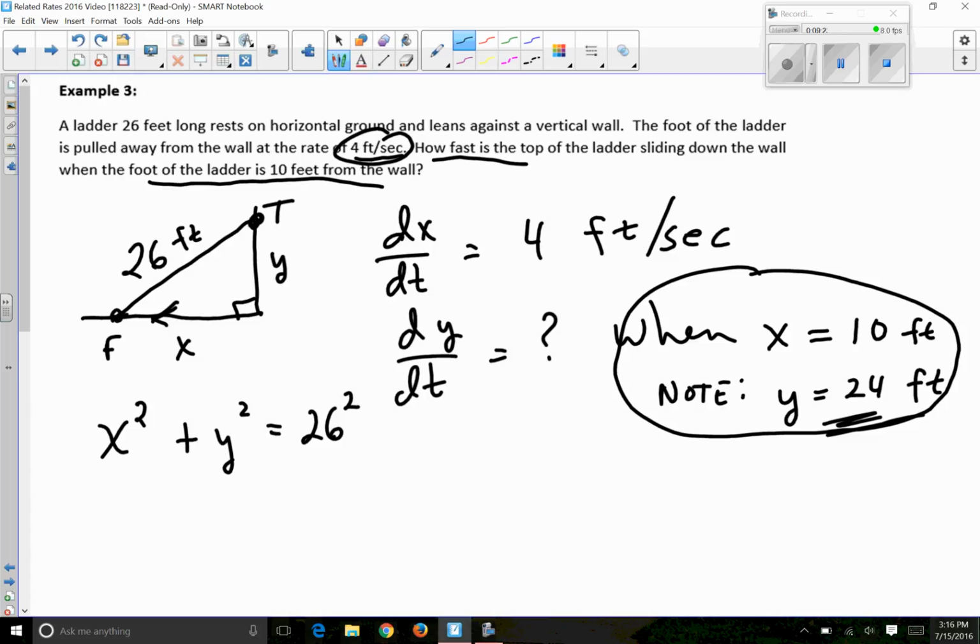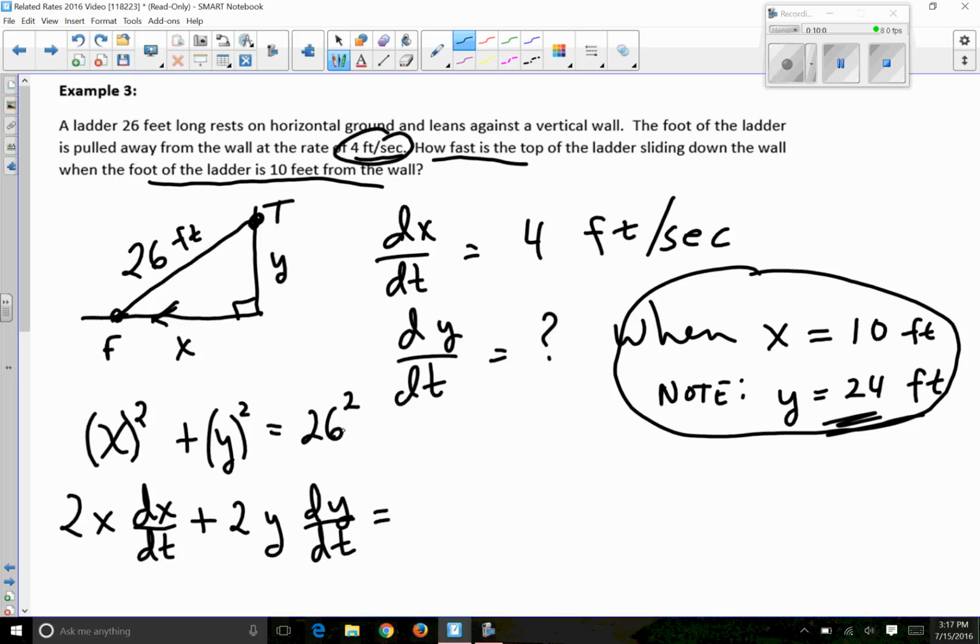Now we're going to differentiate implicitly. The derivative of 1x squared is 2 times x to the first power times the derivative of x with respect to t. By chain rule, we have to remember to multiply by the derivative of what's in the parentheses with respect to t. The derivative of the next term is 2 times 1 times y to the first power times the derivative of y with respect to t. That is again the chain rule. And the derivative of 26 squared is 0, because 26 squared is a constant.